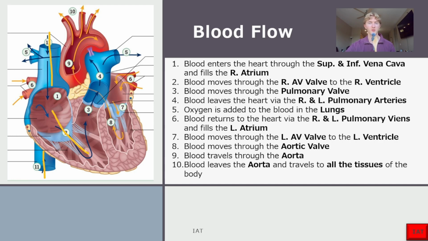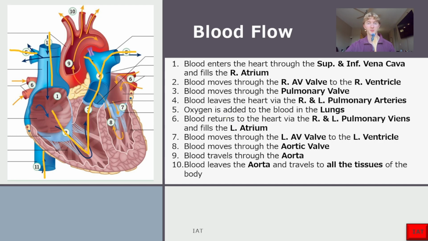Now, blood is going to move through the pulmonary valve. So we remember the pulmonary valve leads to the pulmonary trunk. And next, blood is going to leave the heart via the right and left pulmonary arteries. So we again see that here. Goes through the right and left pulmonary arteries, and it is going to go to the lungs. And step 5 here, we can see it's not on this diagram because we don't see the lungs here, but we know that oxygen is going to be added to the blood in the lungs.